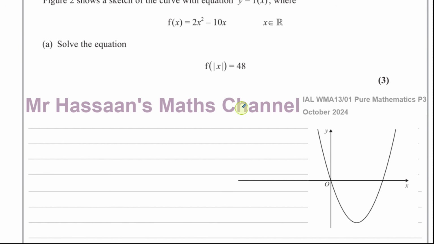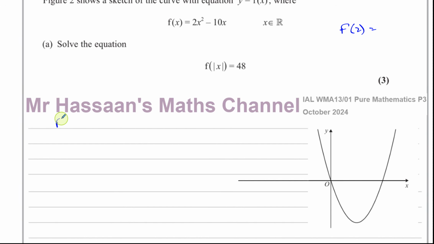Well, basically what it means is, whenever you have f, for example, if I say f of 2 equals, it means I take the x and replace it with a 2. If it says f of y equals, I take the x and replace it with a y. Okay, so whatever is in the bracket takes the place of the x.